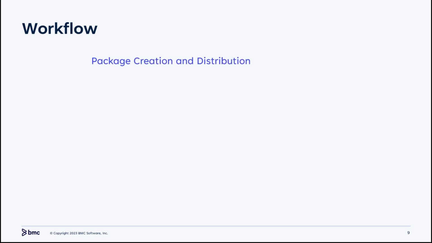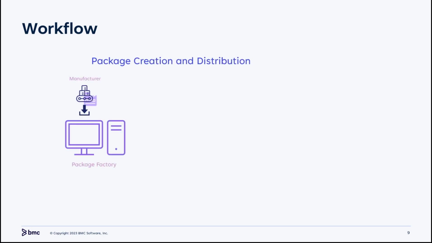Now let's dive into the package creation and distribution workflow. Here are the key steps. Obtain the required software from the manufacturer for the deployment on the package factory. By default, Package Factory is a master server. The package deployment wizard lets user choose MSI or Windows installer option, combining them into a new package, then packaging it into a zip file for the master server.